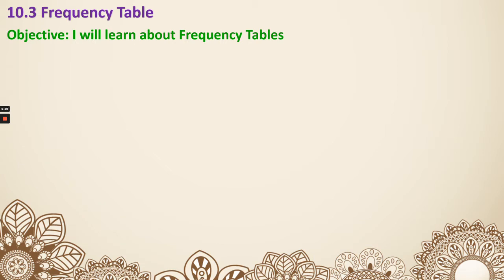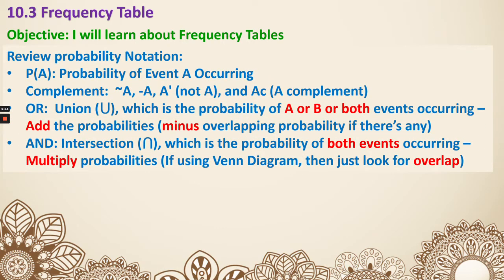Let's first review some key points about the things we have learned in this unit. Probability notations. We use P of A to represent the probability of event A occurring. Complement, we have different kinds of notations depending on what book you're reading. The first couple just means not A, and this one should be A to the C, kind of like an exponent. That's A complement, which is the one we have been using.